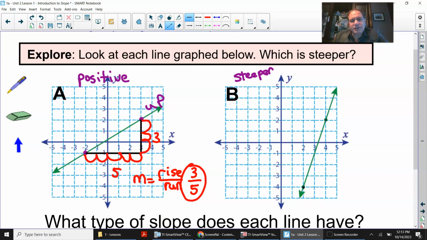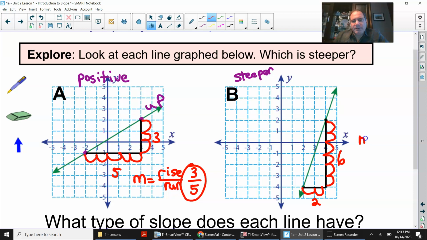Take a look at this line right here. It is a much steeper line just by the look of it. So I'm going to go to the right and then up. I'm going to count the same thing. I'm going to use those 2 points, 1 and 2. I'm going to the right, so I'm going to put 2. And then I'm going to go 1, 2, 3, 4, 5, and 6.